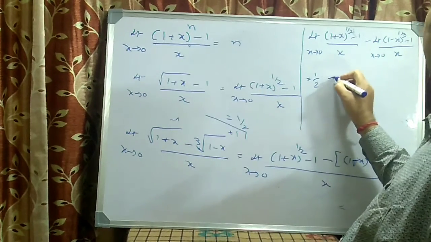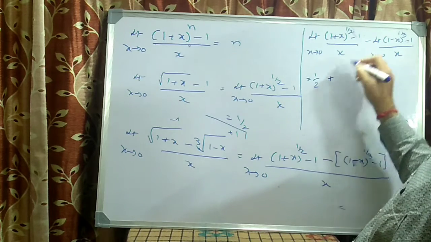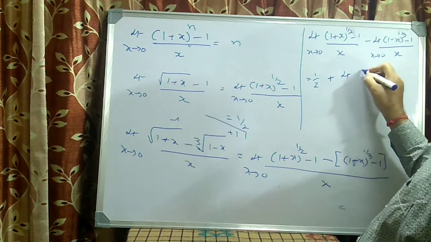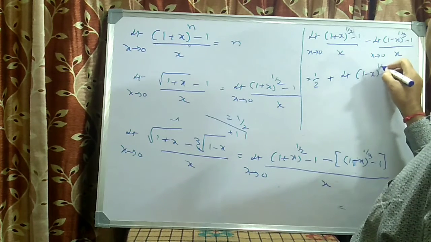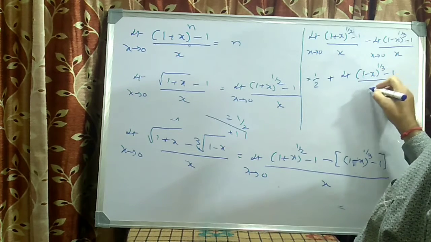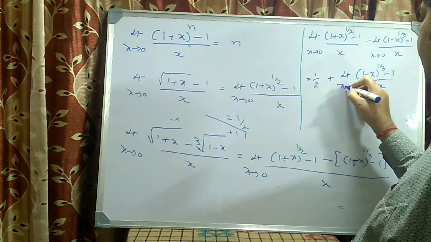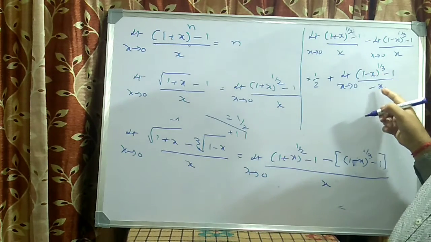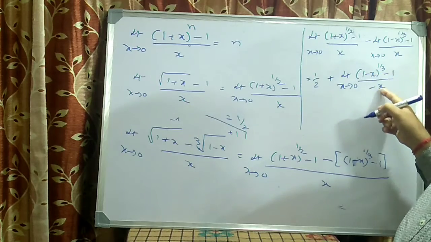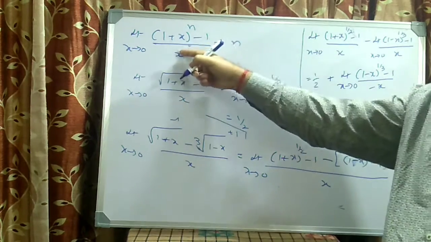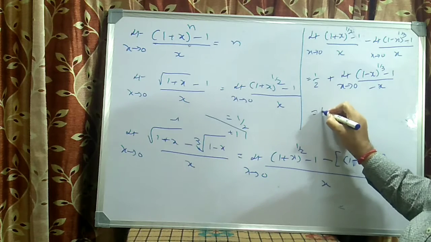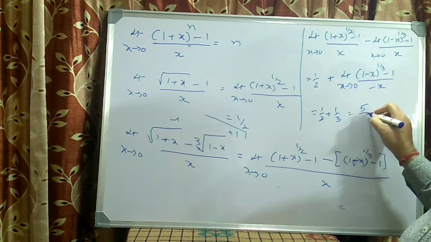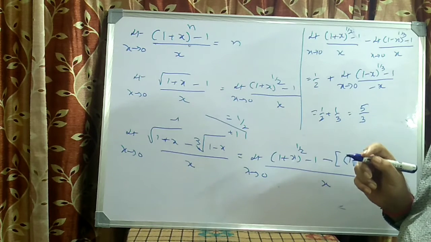But here I have the minus taken to the denominator. So this becomes plus. So limit of (1 minus x) whole to the power 1 by 3 minus 1, by minus x, as x tends to 0. Now this minus x and minus x are both the same, so I am applying the same property here. This becomes totally 1 by 3. So the total value is 1 by 2 plus 1 by 3, which is 5 by 6.